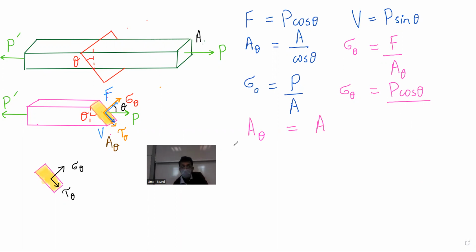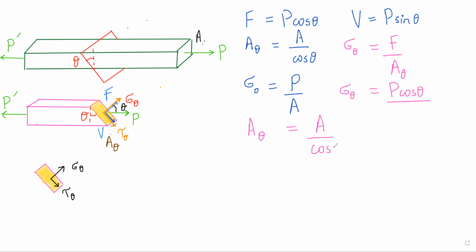It will be divided by cosine theta, right? Everyone is with me on this? Okay, just so that everyone who has joined us, if this is the area and I'm making a slice like this, then you can see that this area definitely is bigger than this one. So this yellow area will be this area divided by cosine theta.